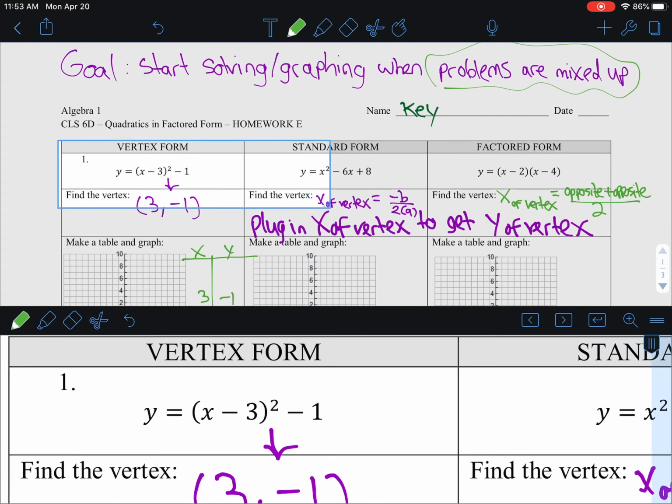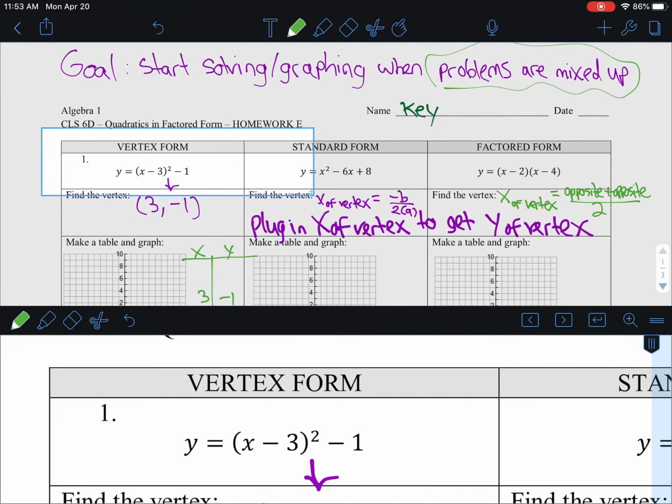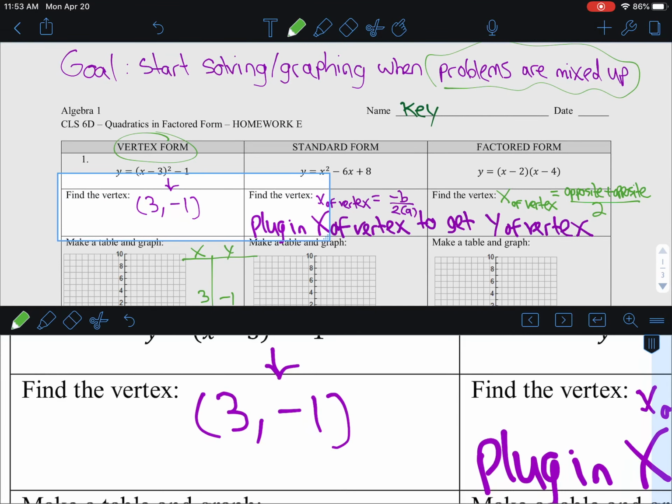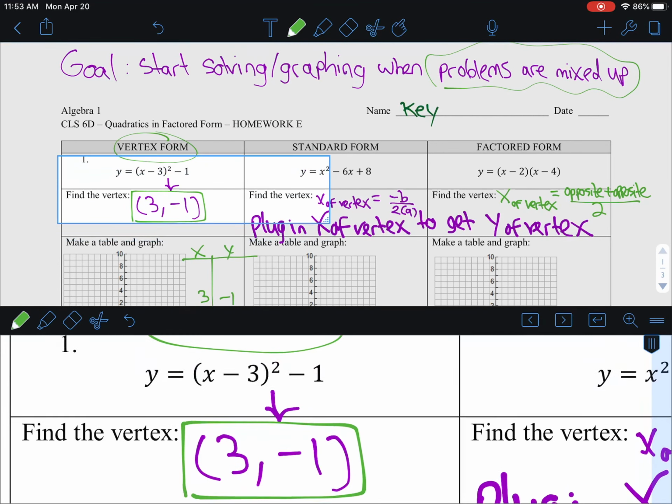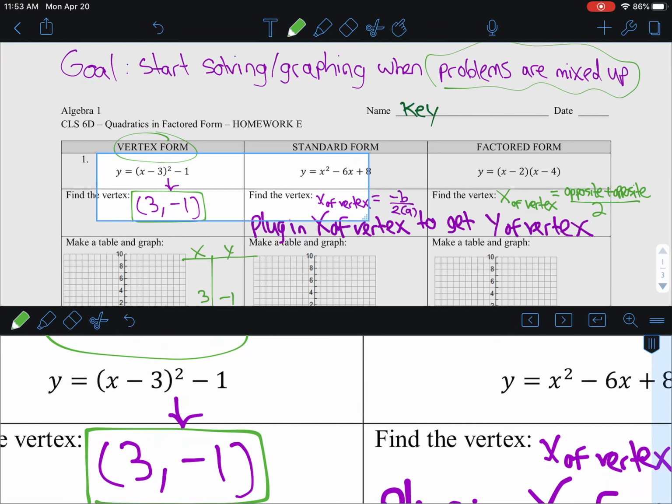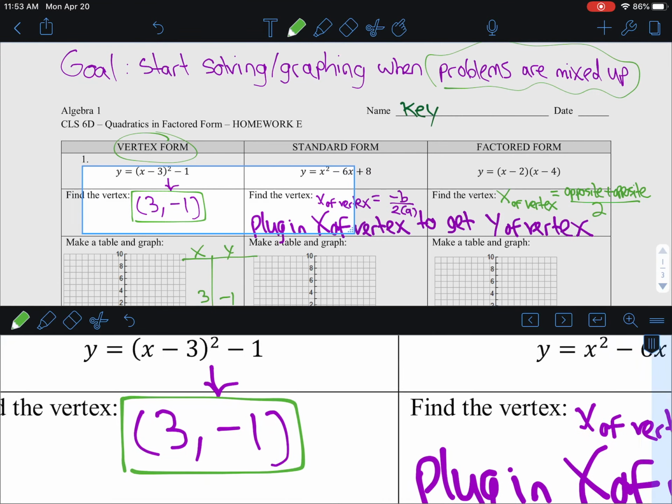Anyways, I'm just going to review graphing with you real quick. Whenever it's in vertex form, remember, I already did this for you. The vertex you can read off. It's the opposite of x and then whatever numbers afterwards. So in that case, it's 3, -1.